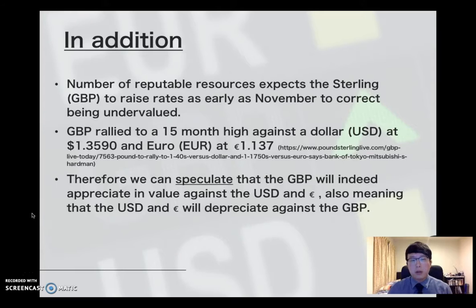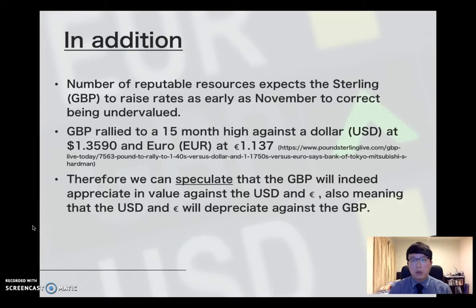So lastly, a number of reputable sources expect the sterling rates to rise as early as November this year, and the GBP rallied to a 15-month high against the US dollar at $1.3590 and euro at 1.137 euros. Therefore, we speculate that the GBP will indeed appreciate in value against the USD and euro, and the USD and euro will depreciate against the GBP.